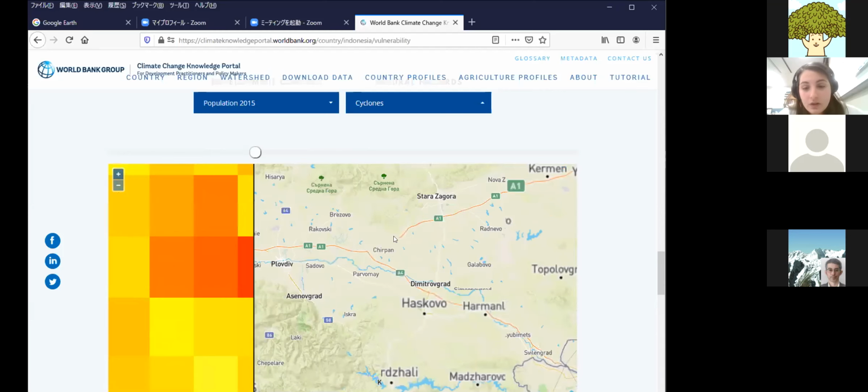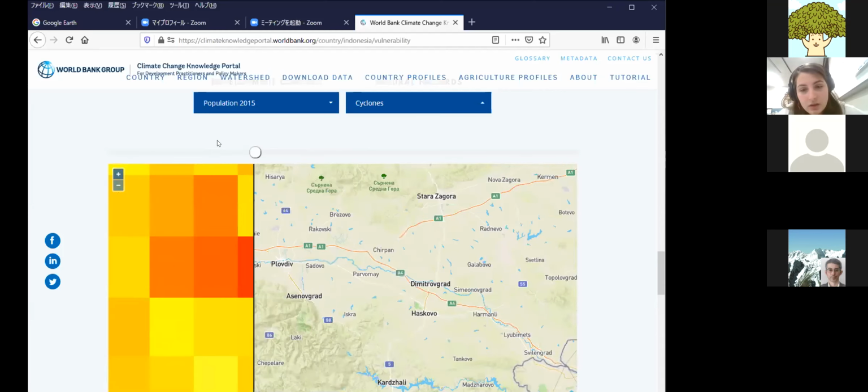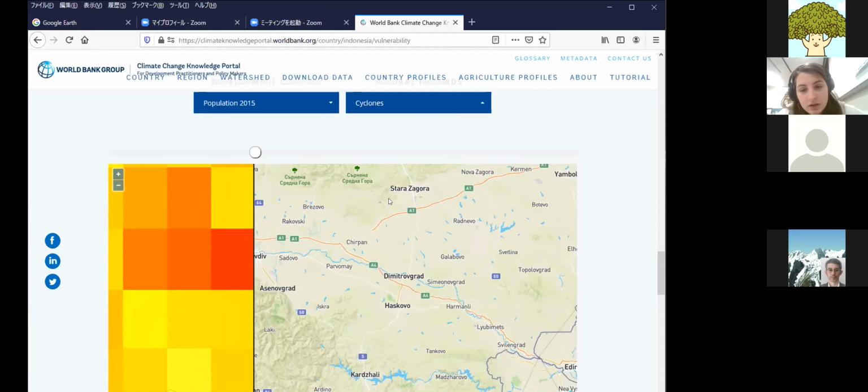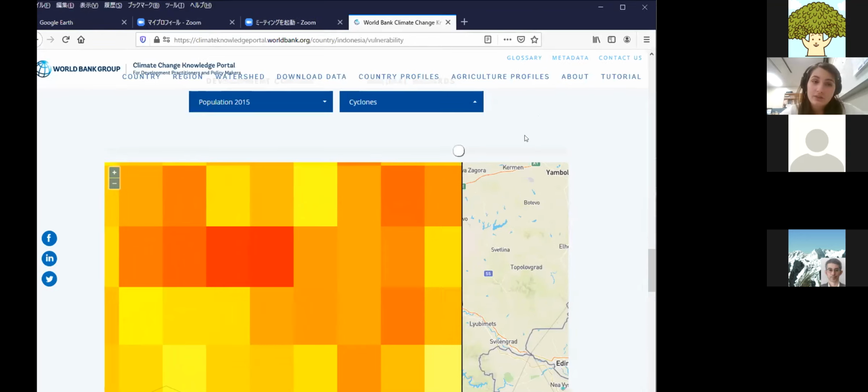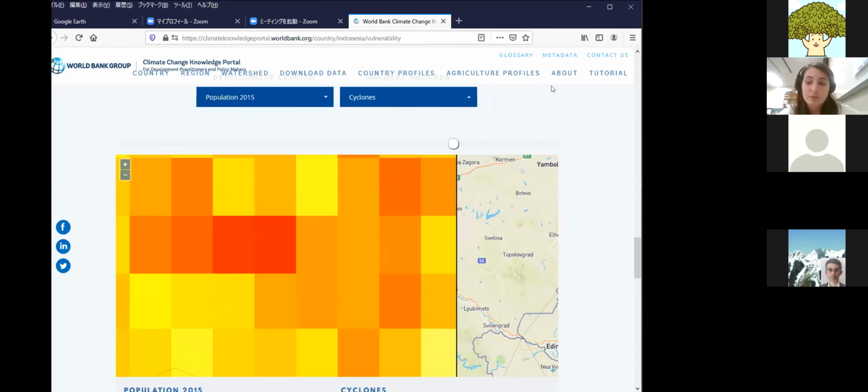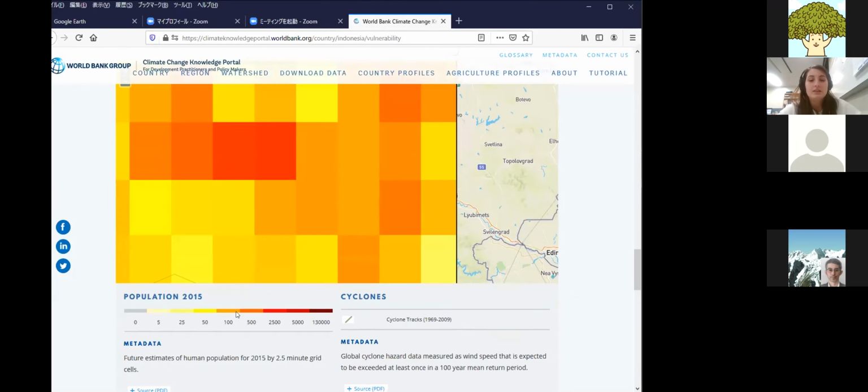Between Stara Zagora and Dimitrovgrad, yes, it is near. So if you slide over the population, it's not that heavily populated. It's not that dense of population, like China, for example. My country isn't very heavily populated in general, so we can see that the density isn't that strong.